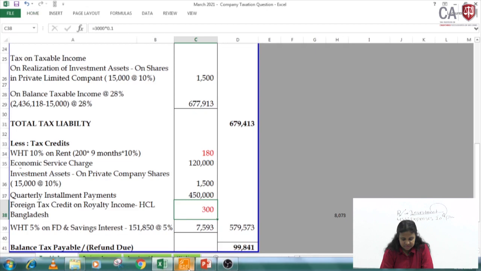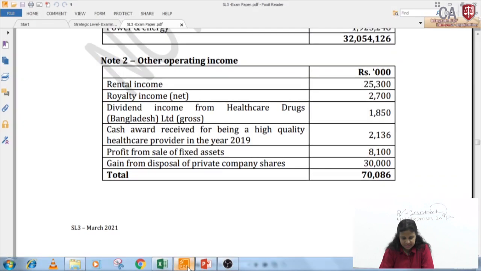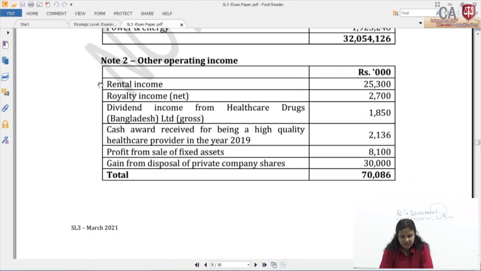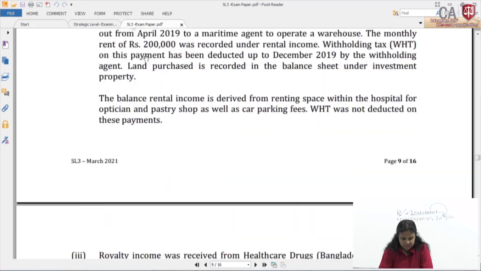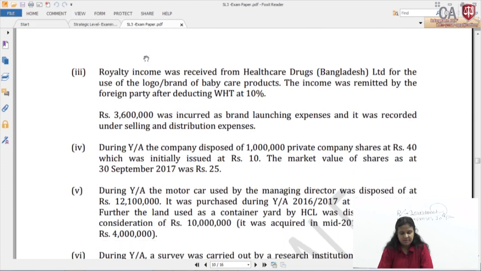Then the third adjustment we have completely done. Tick rental income done, royalty income done. Then we will come to the fourth adjustment in here. During the year of assessment, the company disposed of 1 million private company shares.